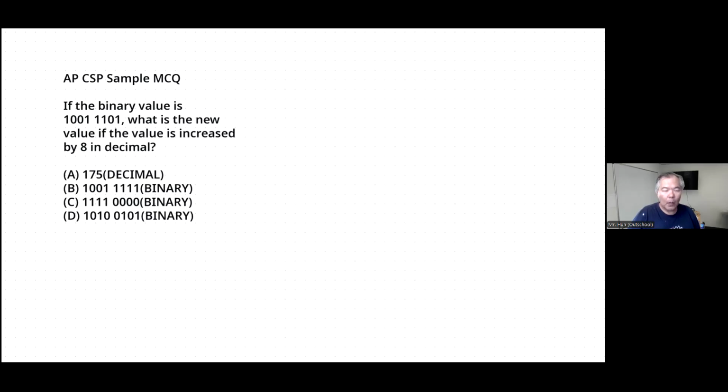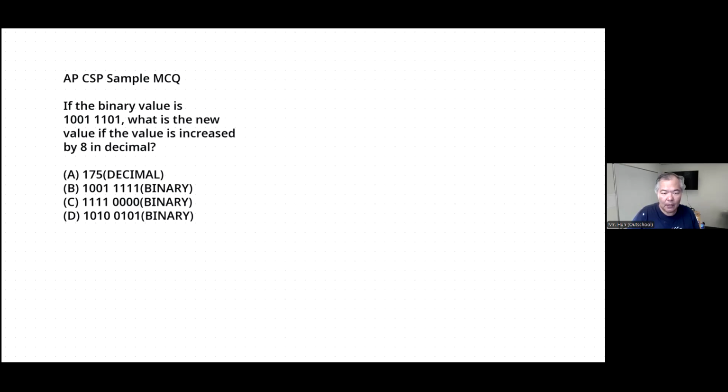The question is: if the binary value is 10011101, what is the new value if the value is increased by 8 in decimal? First we need to know what 10011101 equals in decimal.